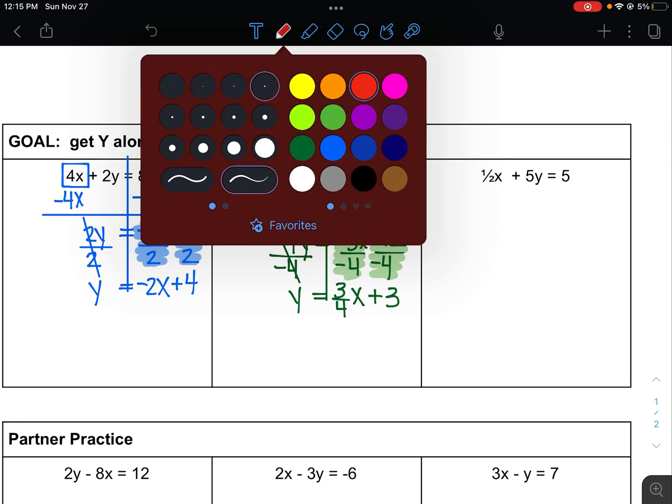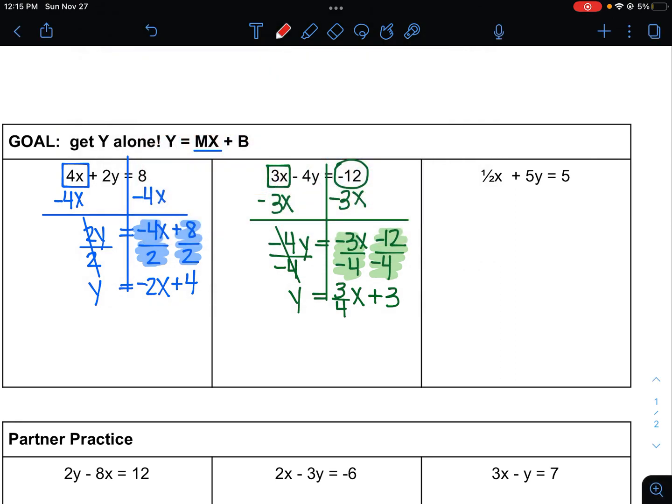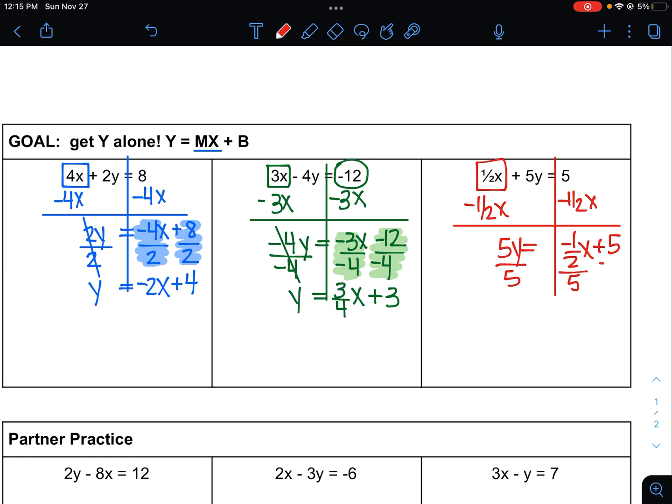All right, in our last one here, we are looking at the left side of the equation again. That is a 1/2 x, so we are going to subtract 1/2 x from both sides. That leaves us with 5y equals negative 1/2 x plus 5. We're going to divide by the 5 on each term. So this makes y by itself.